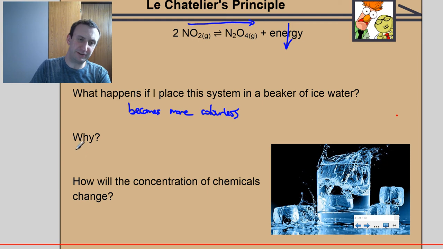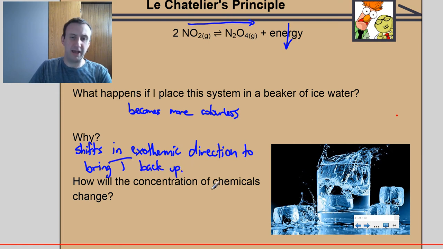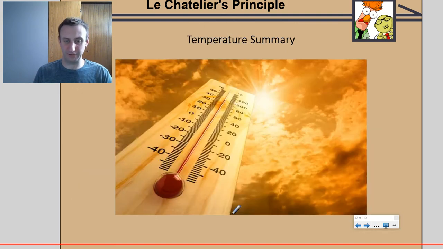Why? Well, because it shifts in exothermic direction to bring temperature back up. How will the concentration of chemicals change? Well, N2O4 gas is going to increase, and that happens because of the fact that NO2 gas is decreasing. So I am using up NO2 gas, and then N2O4 gas is going up as a result.